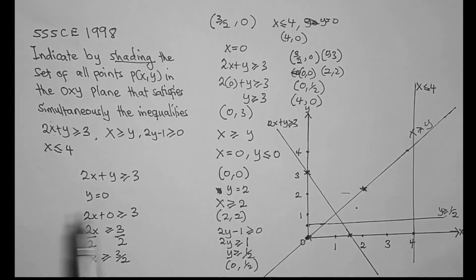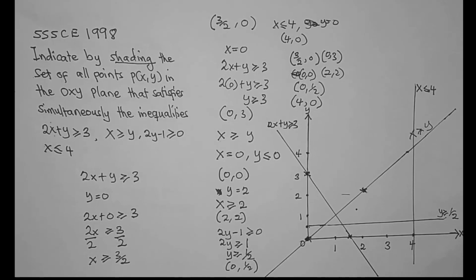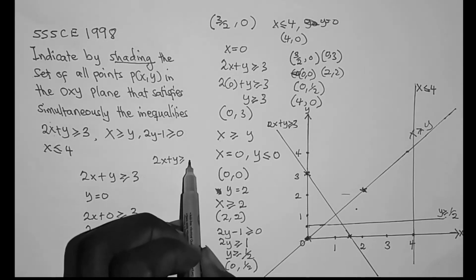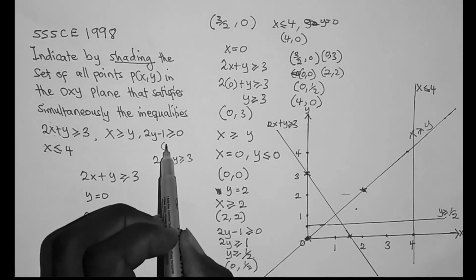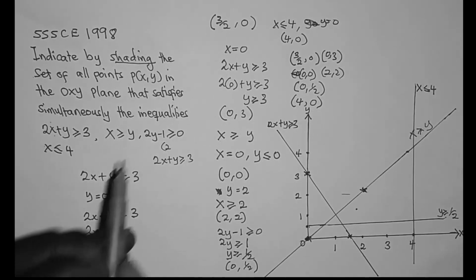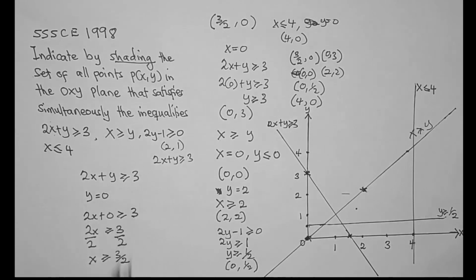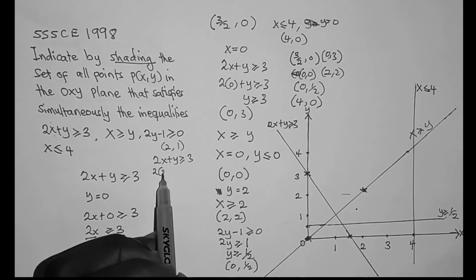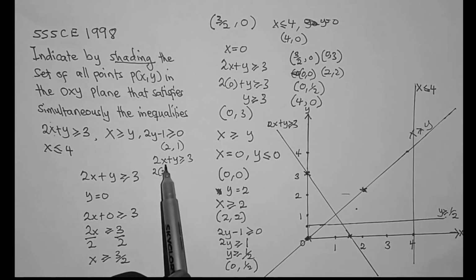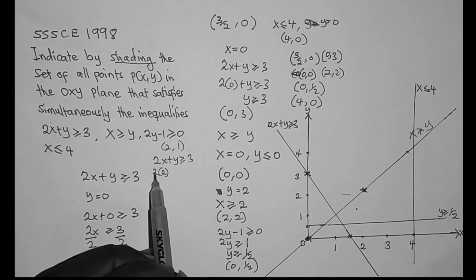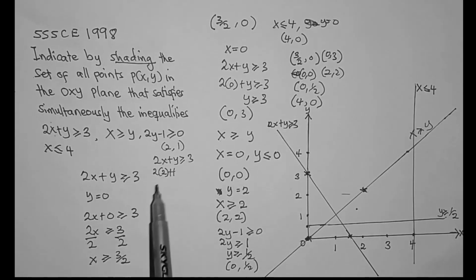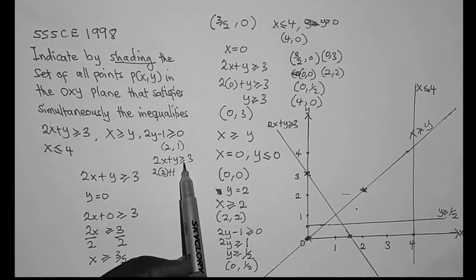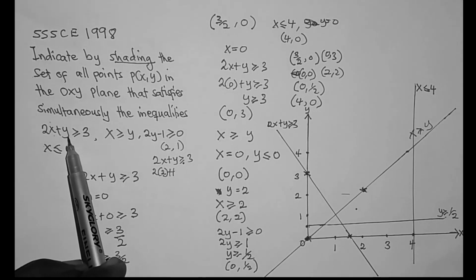Now let's take this inequality: 2x plus y is greater or equal to 3. We are using the point 2 on the x-axis and 1 on the y-axis. Wherever we see x, we put 2, and wherever we see y, we put 1. So it becomes 2 times 2 plus 1. 2 times 2 is 4, 4 plus 1 is 5, and 5 is greater than 3. So it satisfies this inequality.